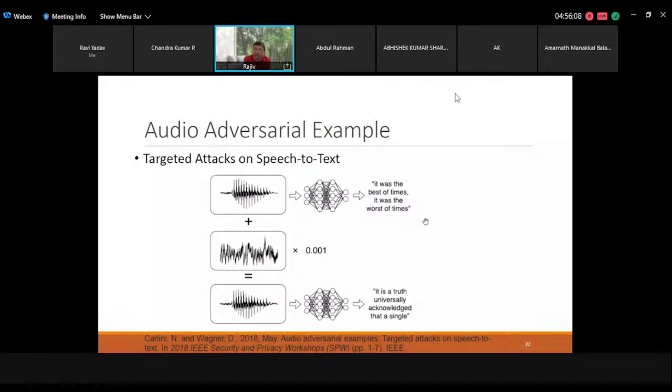Now what we have done is that the attacker has carefully crafted a noise. And the noise is only 0.001%, which is not a very big noise that algorithms will try to capture. And the moment you add this noise, what does it become? It is a truth universally acknowledged that a single or whatever.